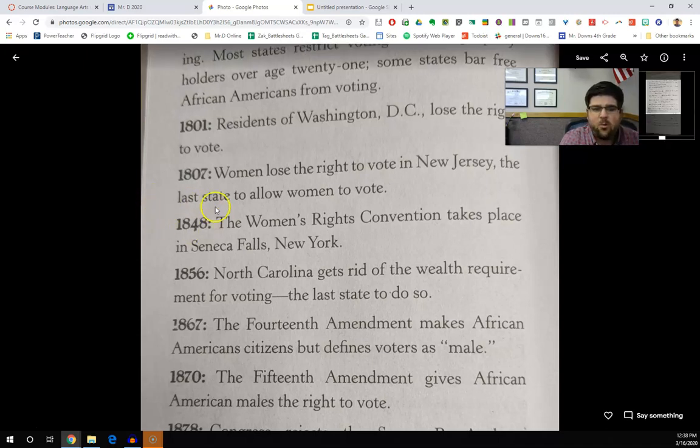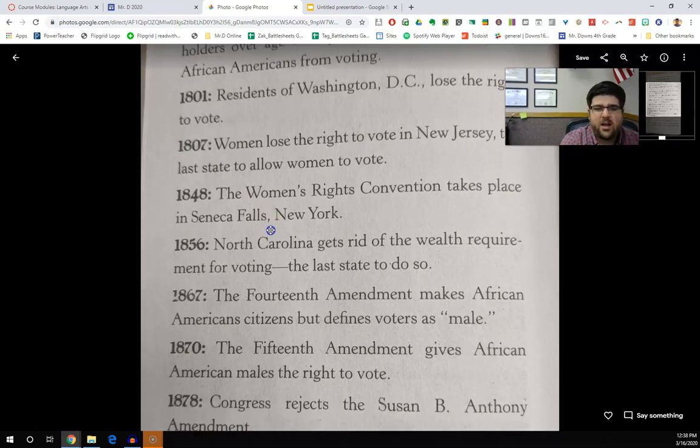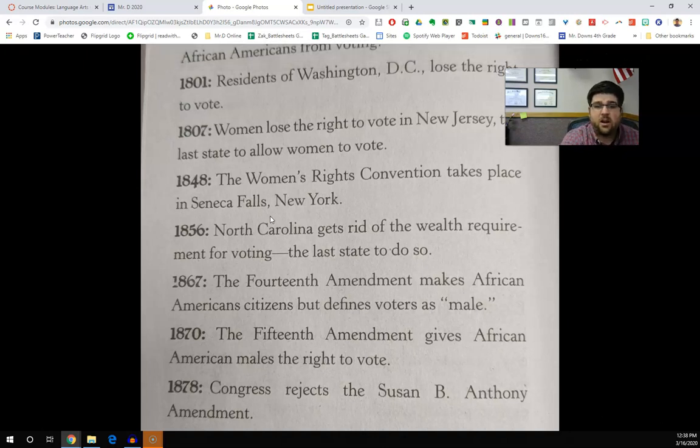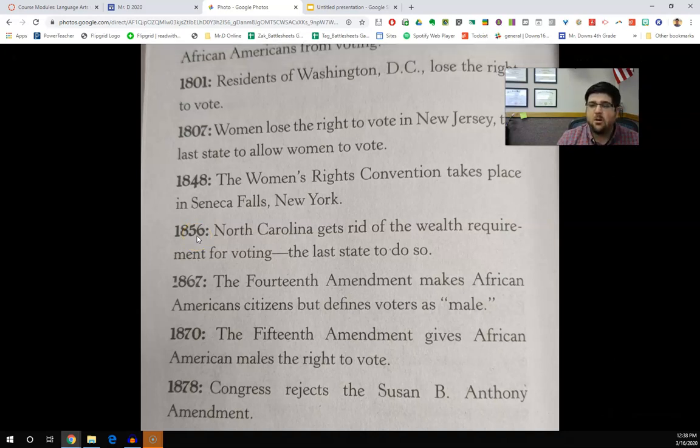In 1848, and we're going to talk a little bit tomorrow about 1848, there was the Women's Rights Convention, which took place in Seneca Falls, New York, which tried to help bring awareness to the fact that people thought that women should have the right to vote. And then North Carolina got rid of the wealth requirement for voting in 1856, the last state to do so, which means that they said anyone that's male can vote. You don't have to just own property.